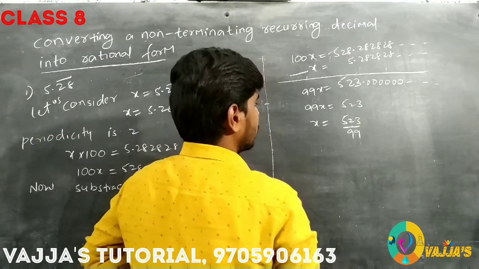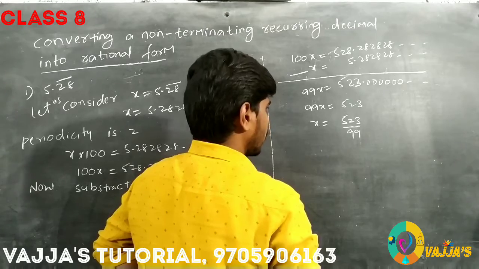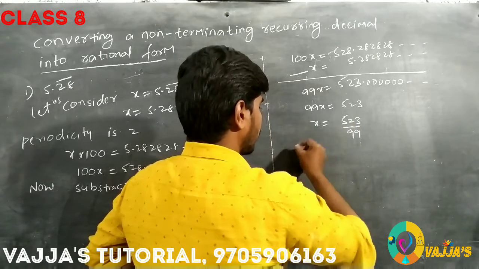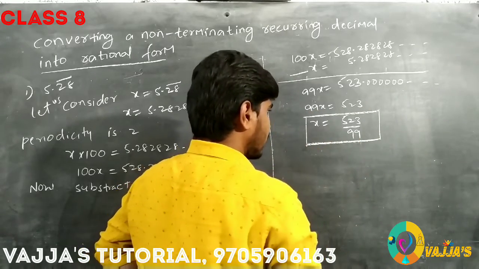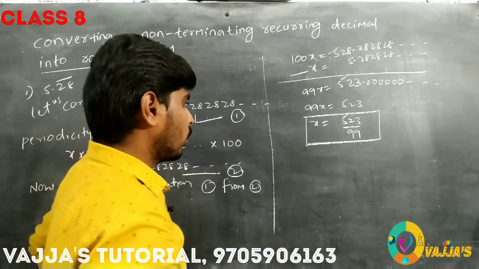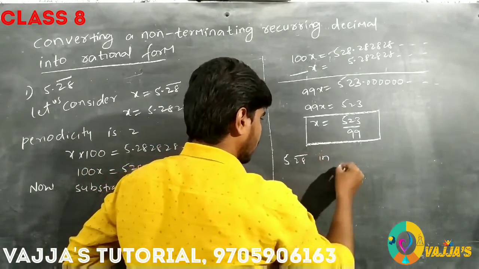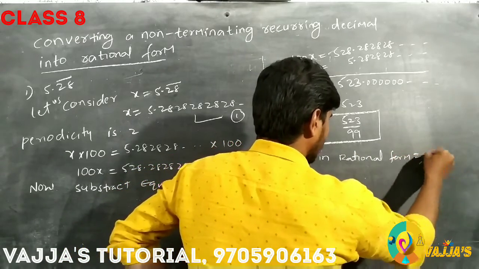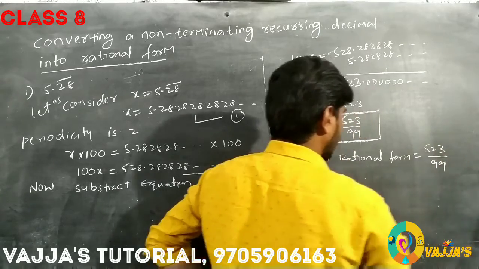Is there any cancellation possible? 5 plus 2 plus 3 is 10, so there is no possibility. So x equals 523 by 99 is the P by Q form of 5.28 bar. So 5.28 bar in rational form is equal to 523 by 99.